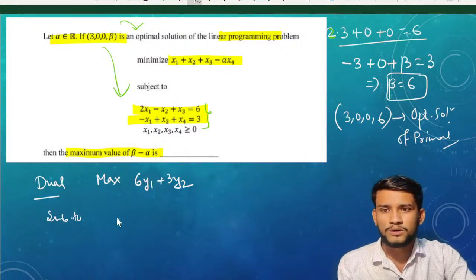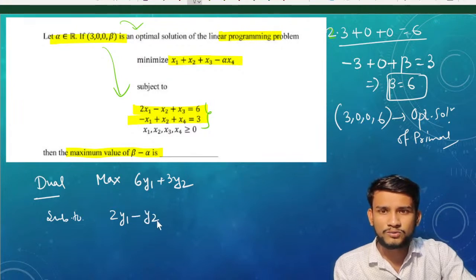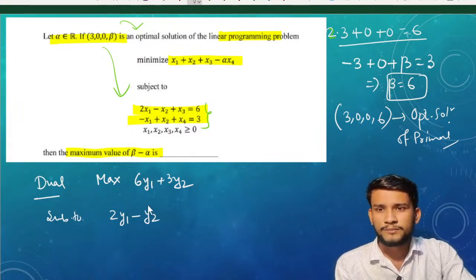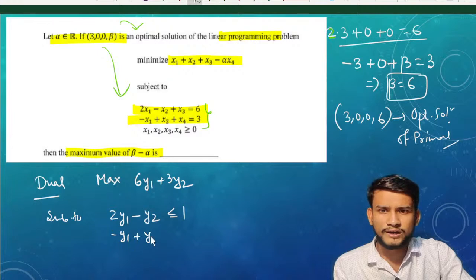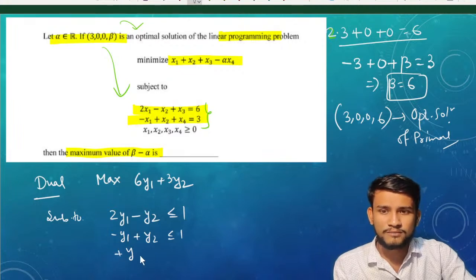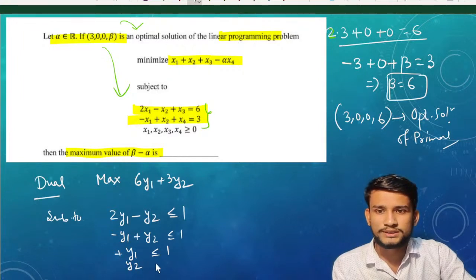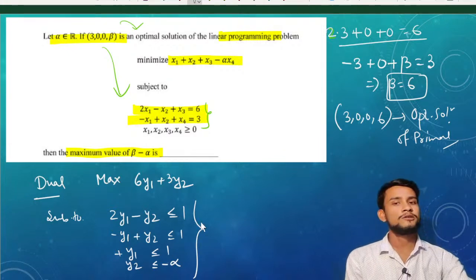Subject to 2y1 minus y2, which is less equal to 1. Second one is minus y1 plus y2, which is less equal to 1 again. Then x3 only, so y1 plus y1, sorry, which is less equal to again 1, and then only x4, so y2, which is less equal to minus alpha. Okay, so these four are the constraints of the dual.